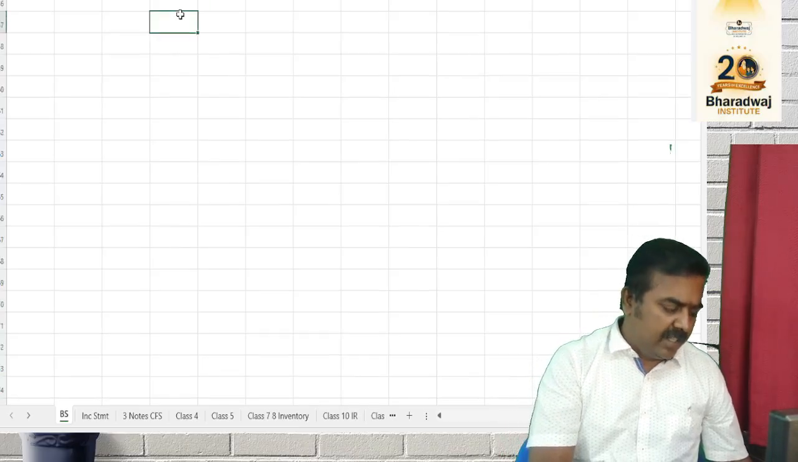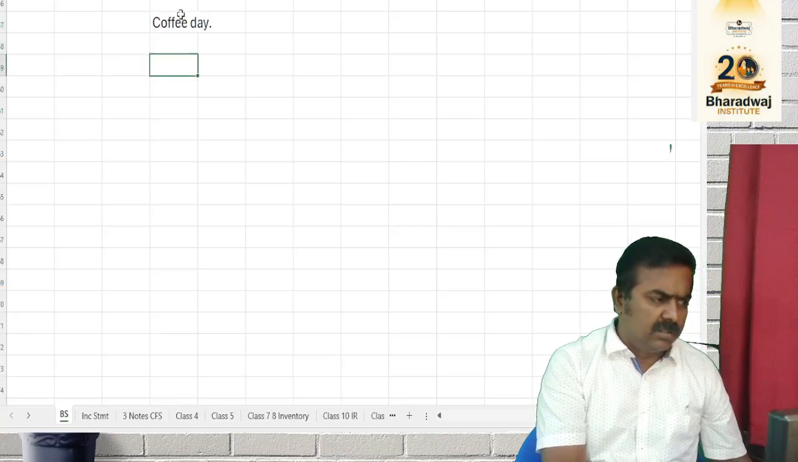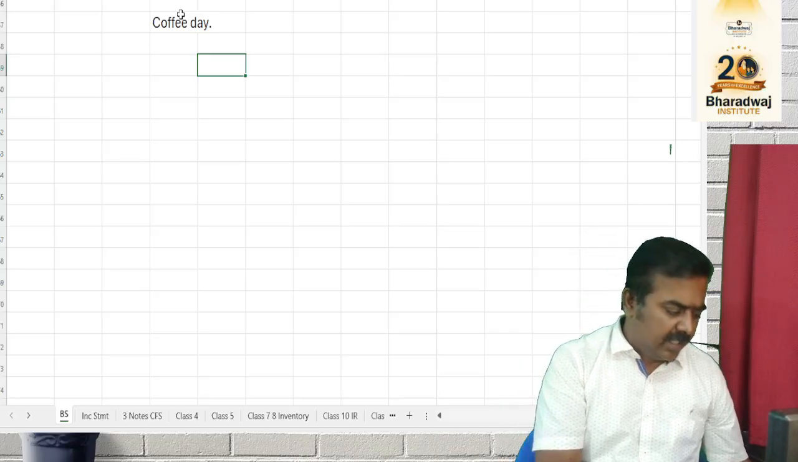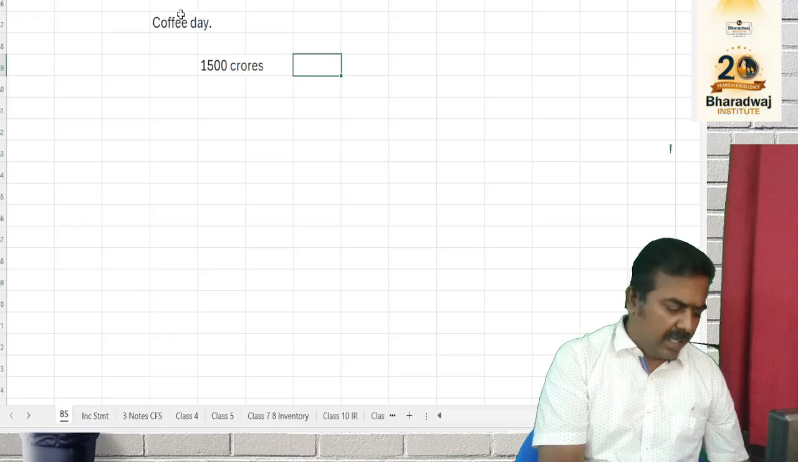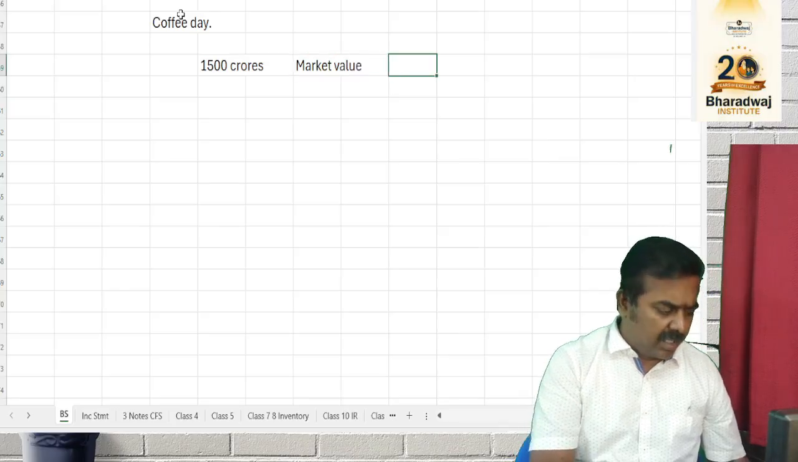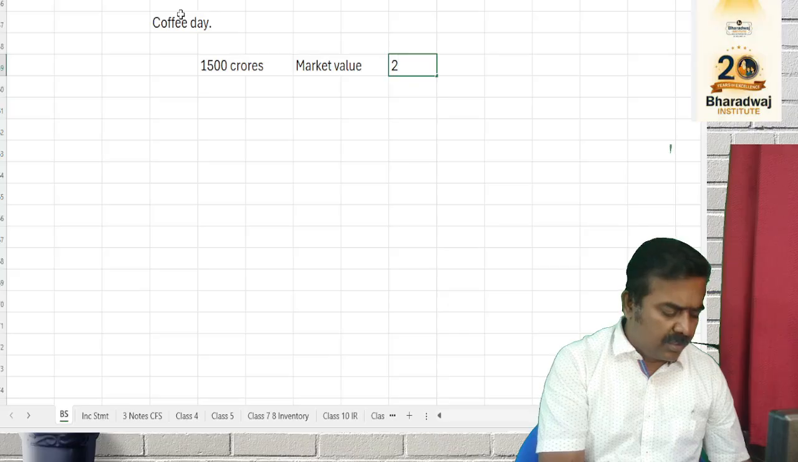Maybe you could have seen Coffee Day. The owner committed suicide. Okay, the MD committed suicide. The reason is he pledged the shares and took a loan of 1,500 crores. At the time, the market value of the shares, example I am telling, actual results are different, was like 2,000 crores.